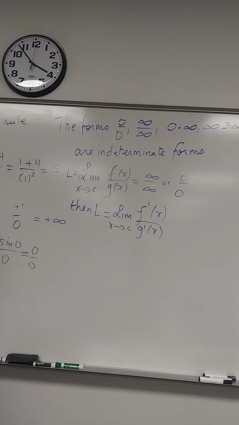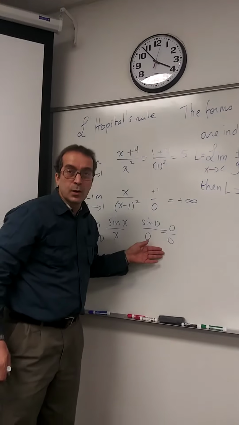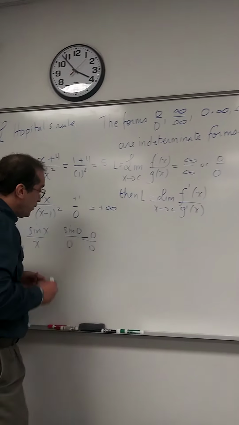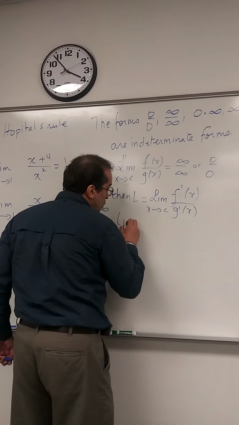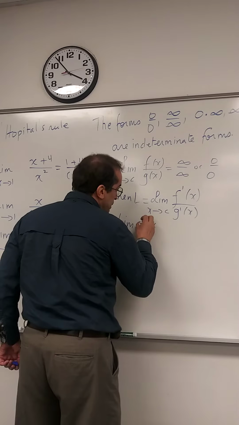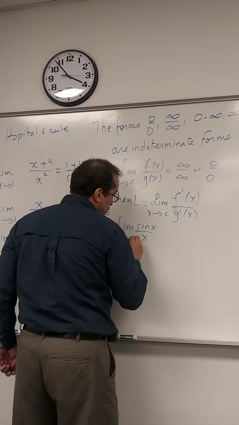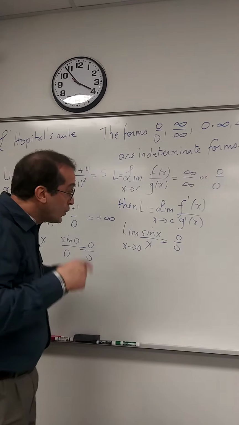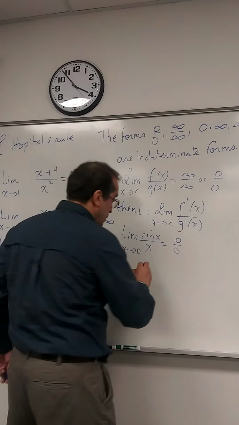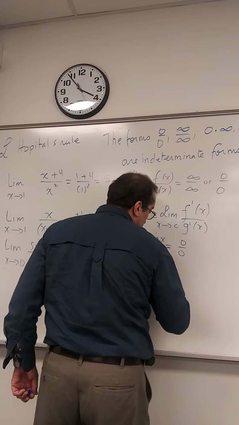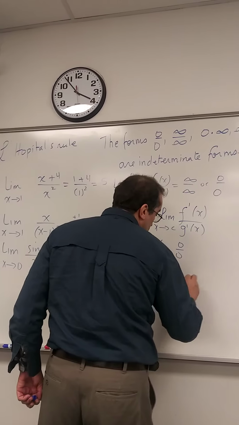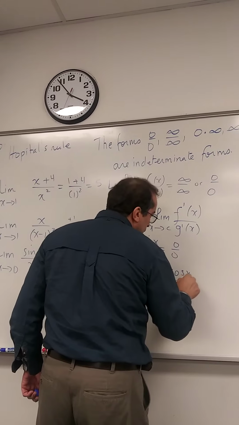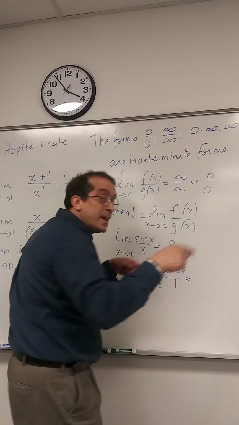Let's do this example. This limit here is 0 over 0, so it qualifies as an indeterminate form, and we're going to find it by using L'Hopital's rule. The limit of sine x over x as x tends to 0 is sine 0 over 0, which is 0 over 0. That's indeterminate. So what do we do? Take the derivative of the numerator and the denominator. The limit as x tends to 0: the derivative of sine x is cosine x, the derivative of x is 1. And then retake the limit.